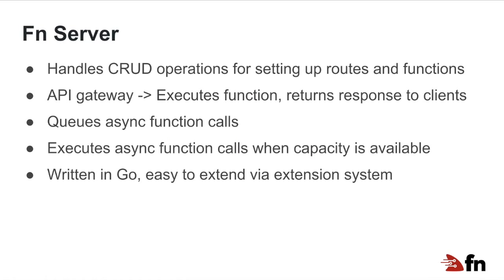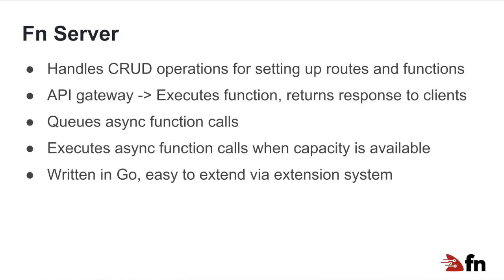Now the FN server, first of all, handles the CRUD operations for setting up routes and functions. So as I was saying earlier, you can have /myfunction, and that points to function X, with some configuration parameters if needed. If it needs to connect to a database or anything like that, you can have that passed in. It's also an API gateway, a simple API gateway. Again, every function gets its own URL. It's easily addressable. And when a request comes in for that URL, it executes the function and returns the response to the client in HTTP format.